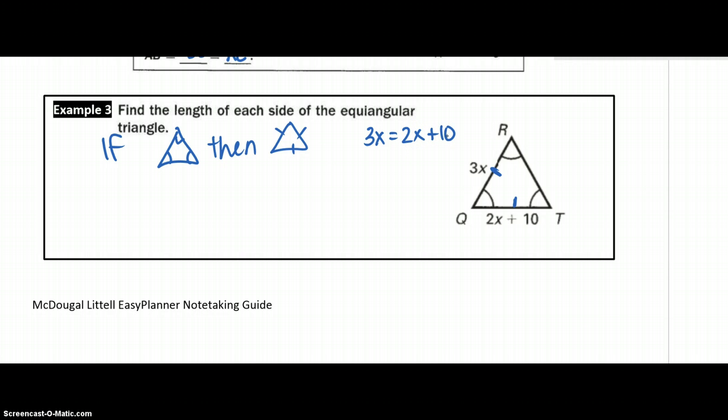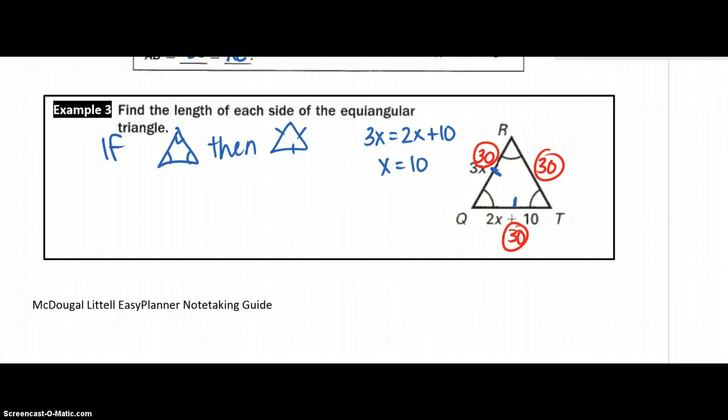To solve, we are going to subtract 2x from both sides and we get x equals 10, but that's not what they asked us to do. They asked us to find the side length, so we need to plug it back in. Here we would have 3 times 10. Here we would have 2 times 10, which is 20, plus 10 is 30. So far we're good. What is the length of the third side? 30. Perfect.